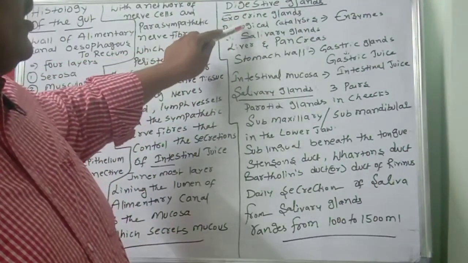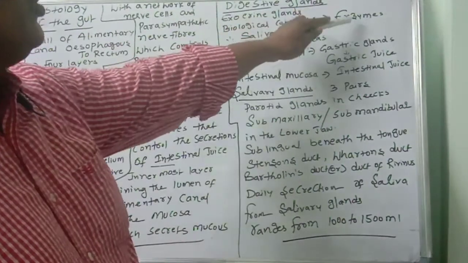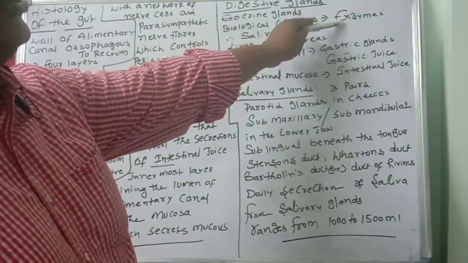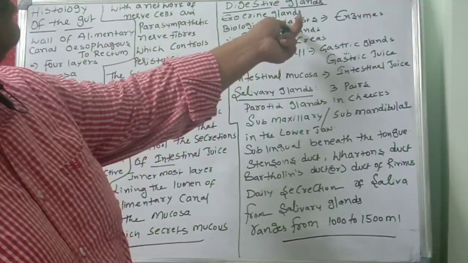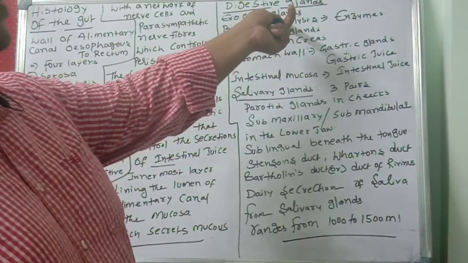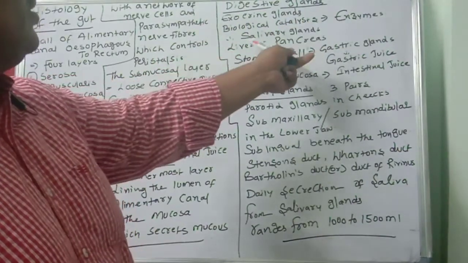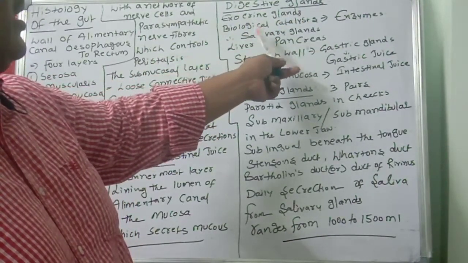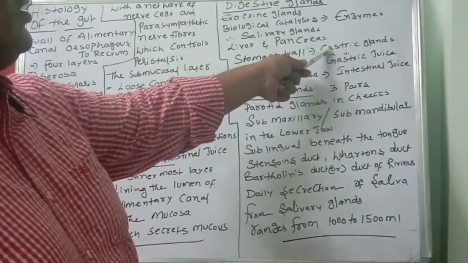Our digestion process takes place through biological catalysts. You know very well, hydrolytic enzymes. Enzymes are biocatalysts. What is the meaning of catalyst? It does not get involved in the reaction but increases the rate of reaction. So biological catalysts are enzymes. The digestive glands are the salivary glands, liver, pancreas, and the stomach wall, which has gastric glands that secrete gastric juice.